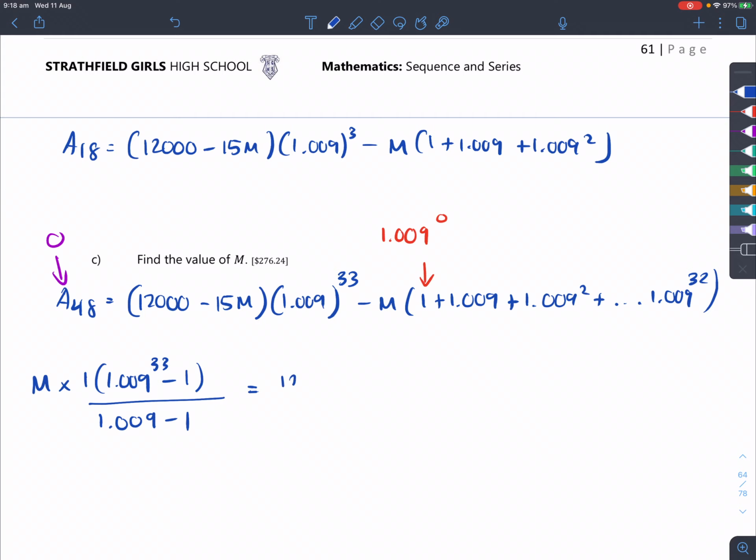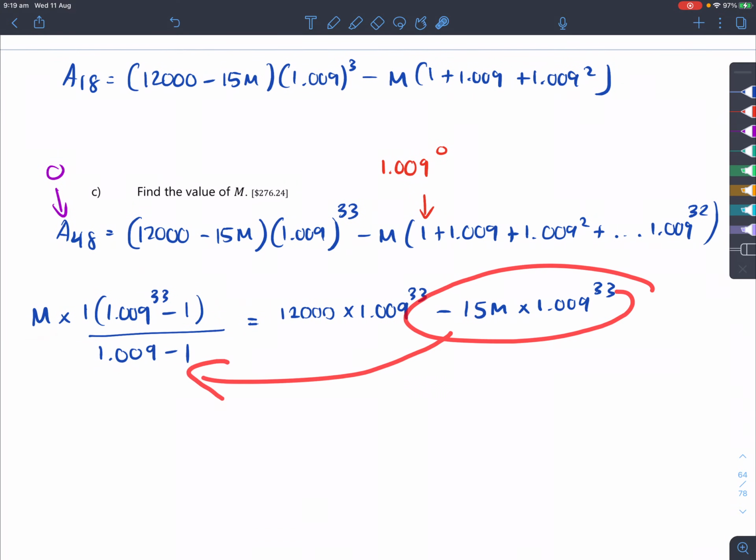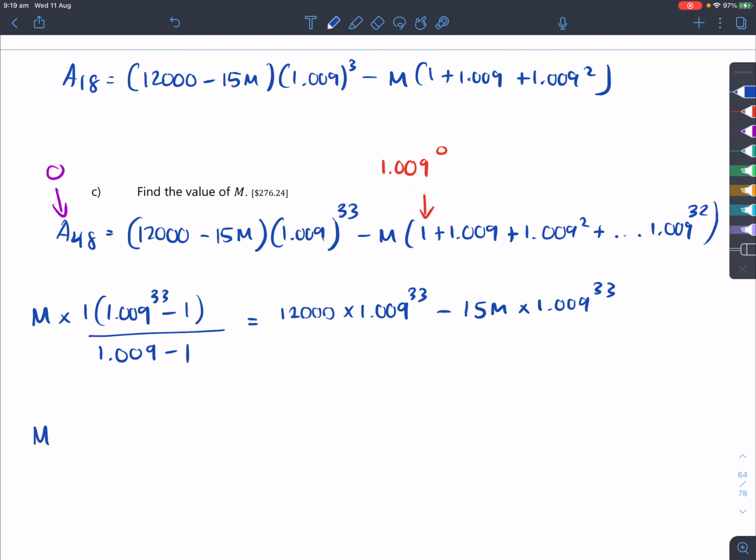12,000 minus 15m times this. But at the same time, I'm going to expand this. So I'll get 12,000 times 1.009 to the power 33 minus 15m times 1.009 to the power 33. So just remember that in our question, we're trying to aim for the letter m. And the letter m appears here and here. So I'm going to grab this and put it to the other side.